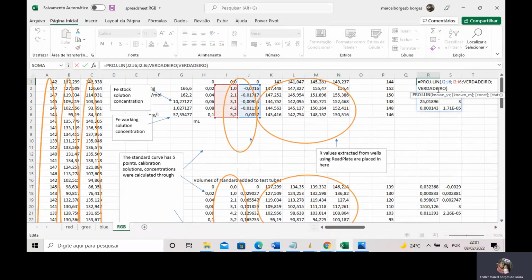Once again, my Microsoft Excel was in Portuguese. In Portuguese, the LINEST function was written as PROJ.LIN. But don't worry about it. When you open this spreadsheet in your computer, if you have the English version of Microsoft Excel, all functions will be changed automatically.